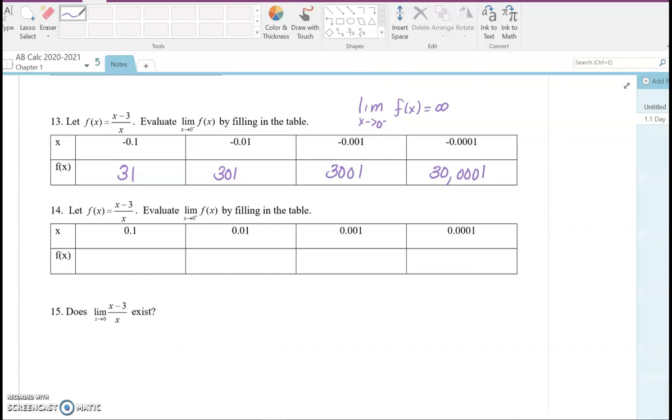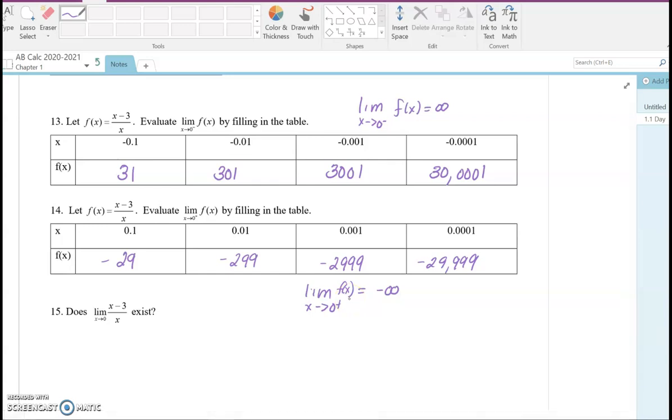After looking at the values, I'm very comfortable saying the limit as x approaches 0 from the left of f of x is approaching infinity. Please pause the video and fill out the table to complete that limit as x approaches 0 from the right. After filling out the table, I am comfortable saying that the limit as x approaches 0 from the right of f of x is negative infinity. Just so you know, writing it without the limit notation is not proper notation; it has no meaning to me. I need to put in that I am discussing the limit of f of x.